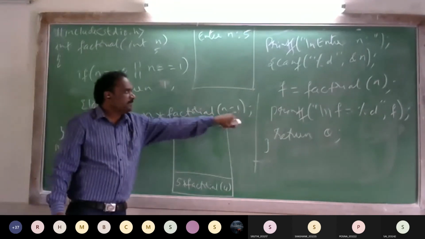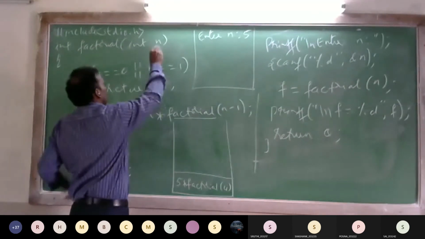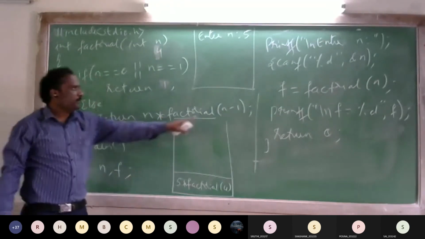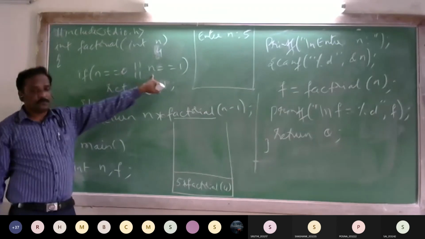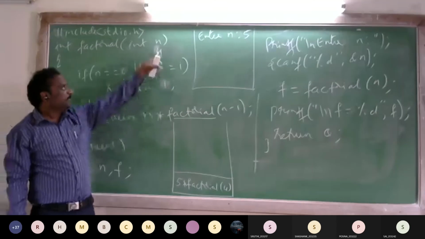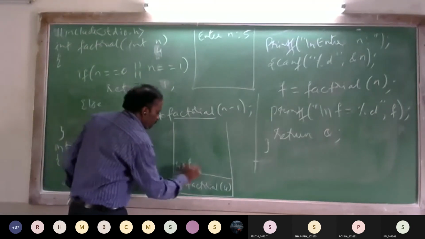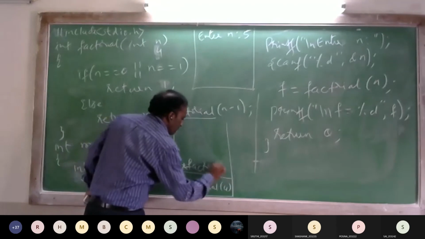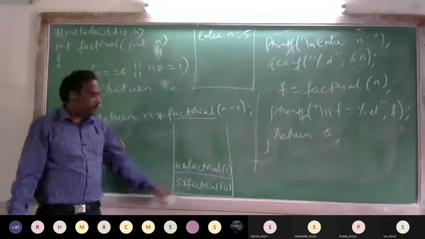So now here n minus 1 is 4. So 4 is copied here into n, because we are passing 4 here. The new value of n is 4 now. Is 4 is 0 or 4 is 1? False, else false. Return n. What is the current value of n? 4. 4 into factorial of 3. n minus 1 means 3.